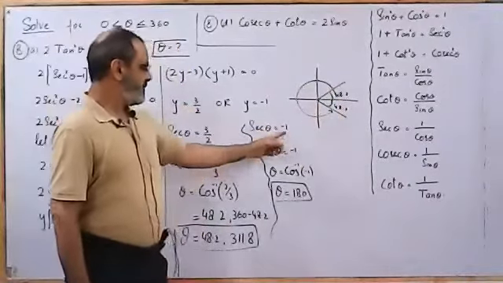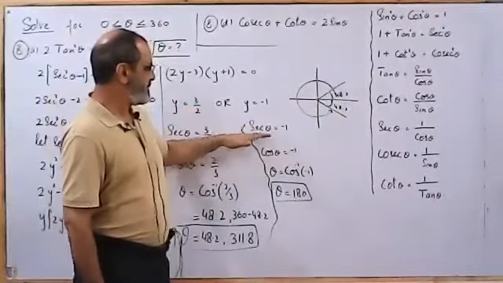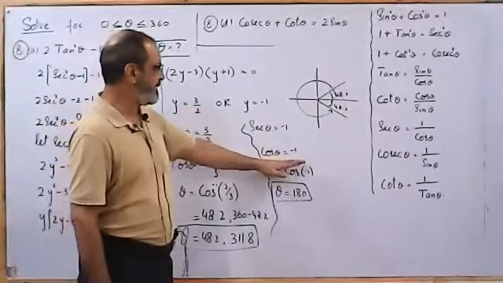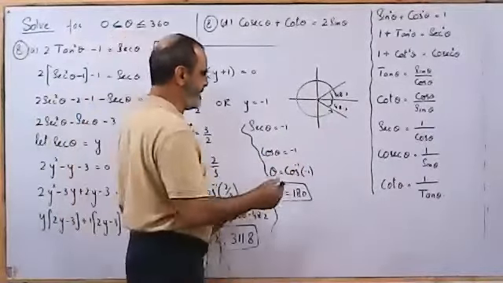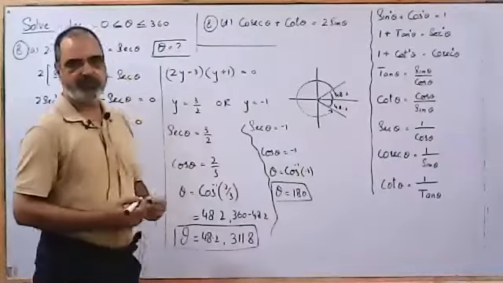Secant theta is equal to -1. Take a reciprocal. Reciprocal of secant is cos. Reciprocal of -1 is -1. So theta is cos inverse of -1. That gives you 180 degrees. So these are the two values of theta.